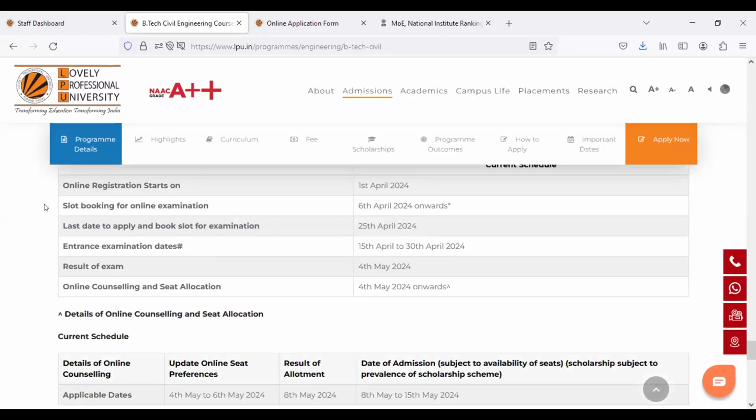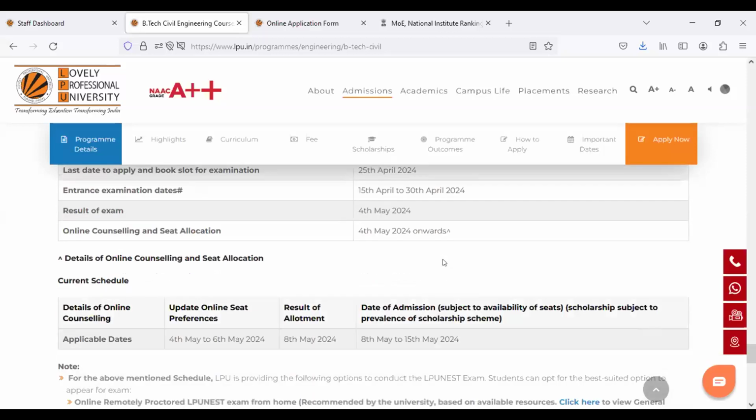Over here, the last day to apply and book the exam slot is 25th of April. Today is 24th, and that means tomorrow is the last date to book the exam slot. Then you can choose your exam date as per your convenience, that is from 15th April, which has already passed, to 30th April. Between these dates, you can choose your exam date, and then the exam result will be displayed or published on 4th of May.